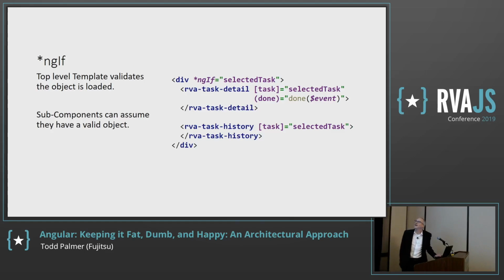So this is a template, and later we'll find out this is actually a template for a container component. We're doing ngIf. One way to keep your templates declarative is to do the ngIf at the highest level possible. You can see we've got this ngIf here, checking to see that selected task exists before these two subcomponents show it. So the RVA task detail and RVA task history don't have to check that the object is valid. They can just display, right?